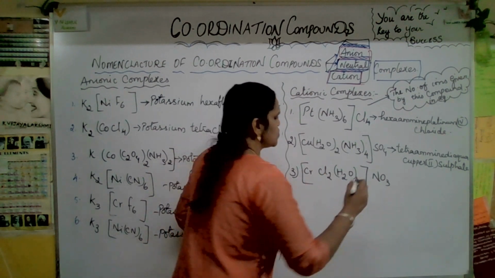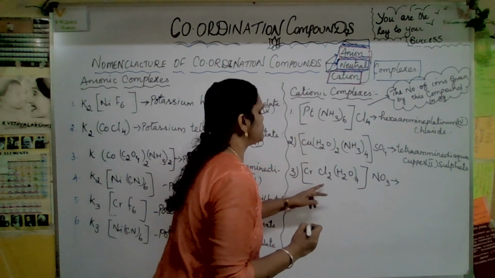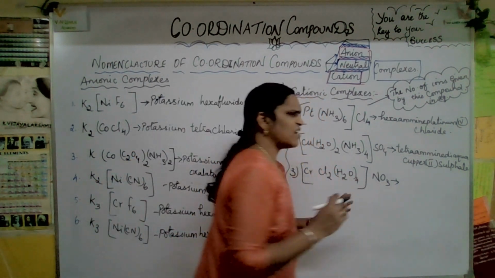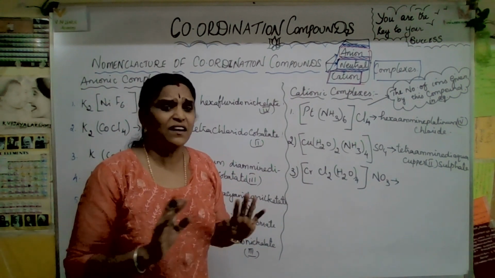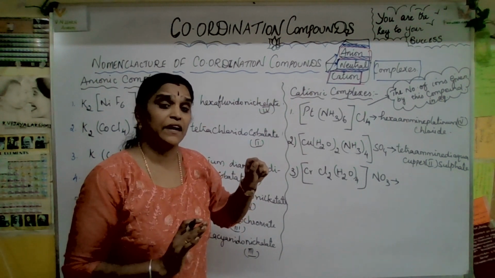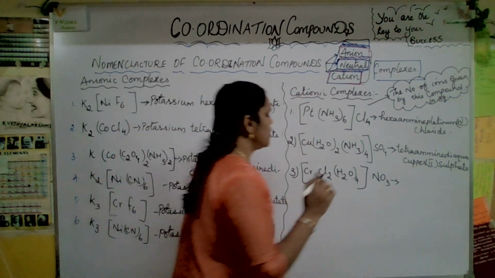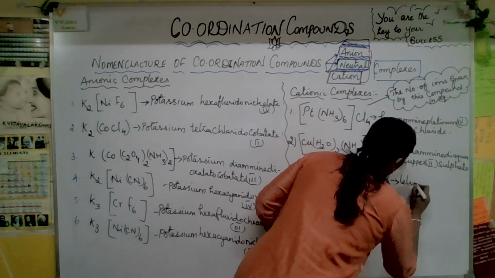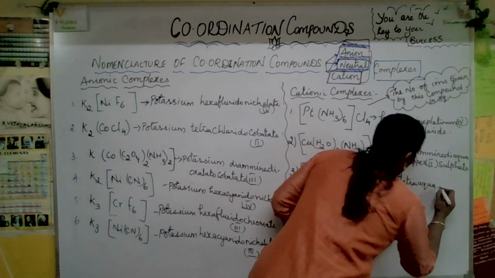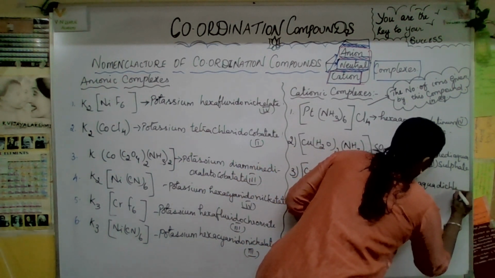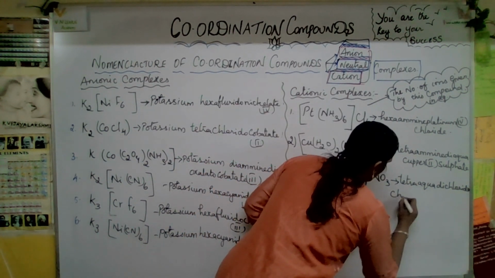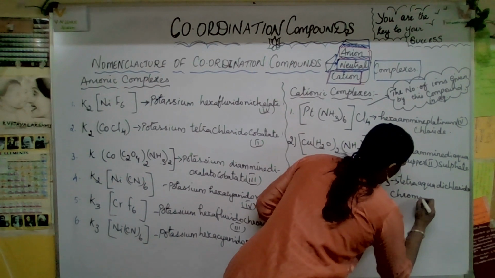CrCl2(H2O)4, so tetra aqua. Here also we are following alphabetical order. Tetra, penta, di, mono and all, we are not going to give alphabetical order for those. We are giving alphabetical order priority for the ligands only, right? Now, tetra aqua dichlorido, chlorido chromium.